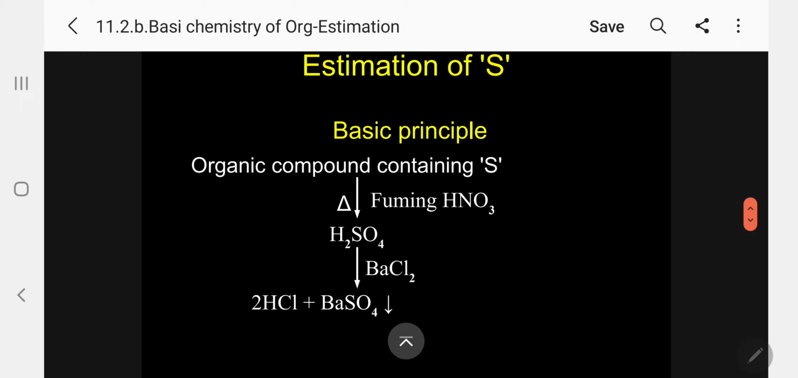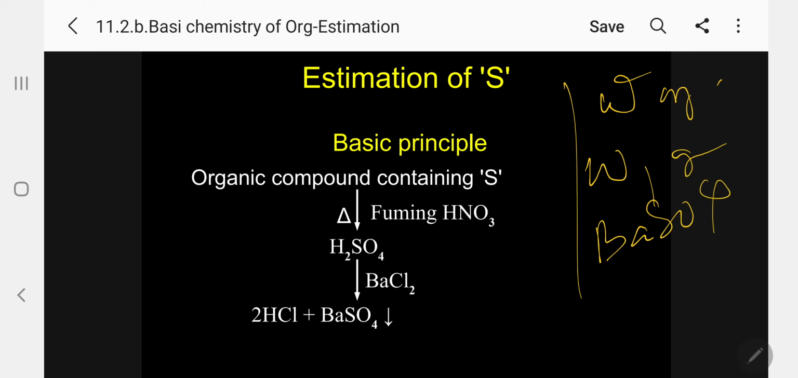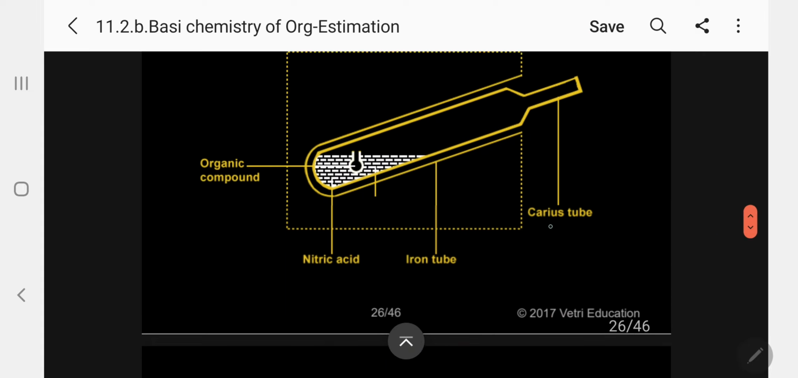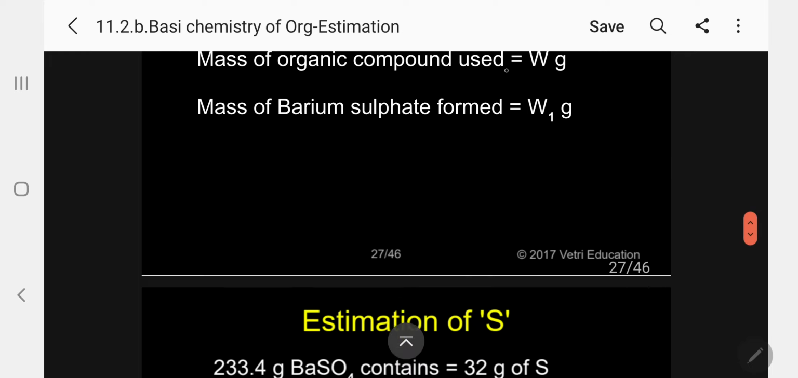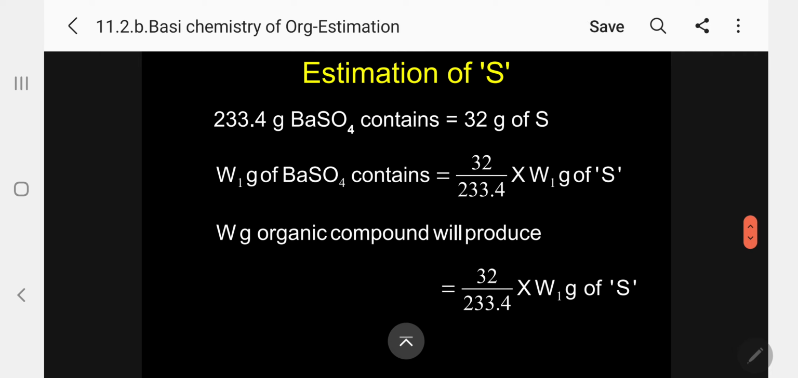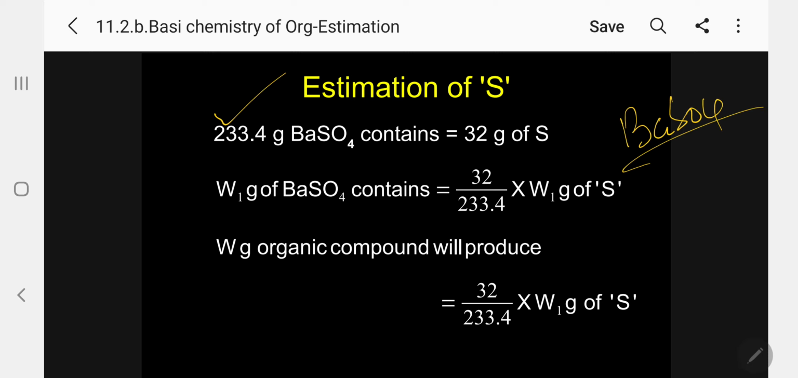So I have two readings. One is W grams of organic substance I used, and W1 gram of barium sulfate I am getting. Please follow. Only from these two readings I am going to do the calculation. Kindly follow. What is the calculation? For estimation, these are the two readings: the mass of organic compound used, W gram, and the mass of barium sulfate formed, W1 gram. So coming to the estimation of sulfur, the molecular formula of barium sulfate is something you have to memorize.